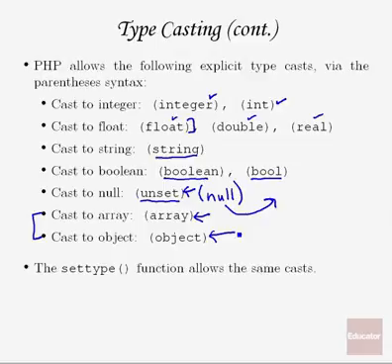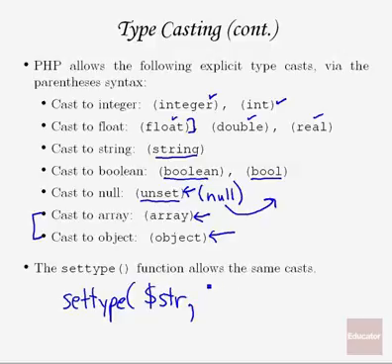And the set type function allows all of these same casts. It just uses them in a different format. So if we want to cast to string, for example, we would type the function set type and then put the word string in quotation marks, because this function needs a second argument to be a string. In this case, it's a string set to the value string. But maybe we want to cast a string to an integer. So we could put int in here as well.